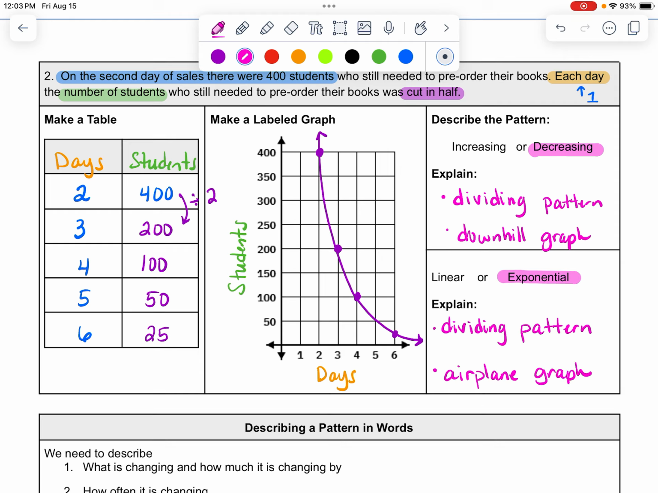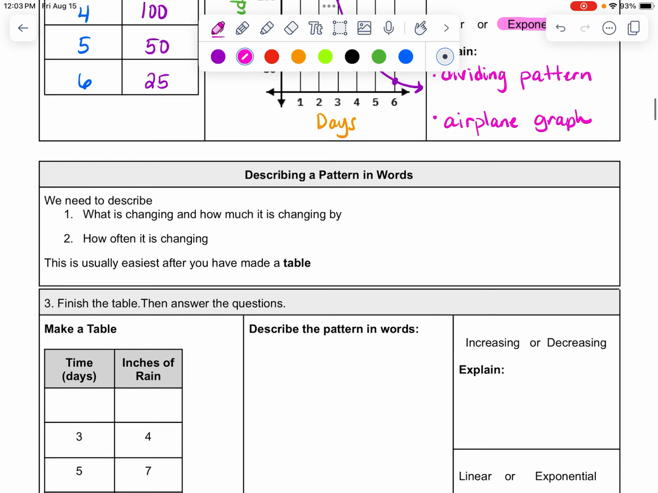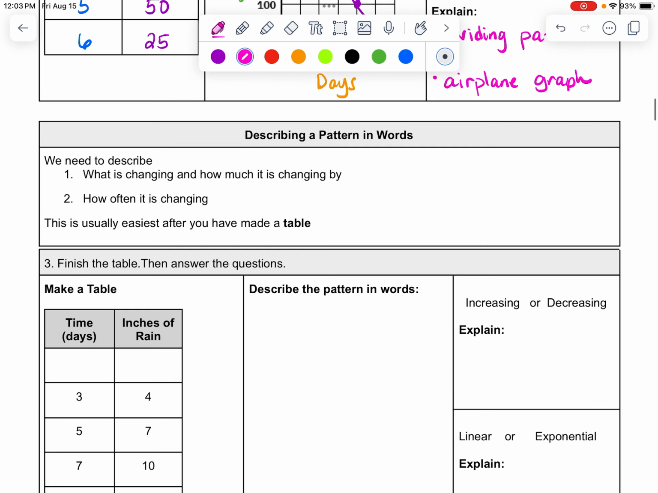Now, one last thing. Just like there are problems where I give you words and you have to figure out what the words mean, the second goal for today is going to be to describe a pattern in words. So you're going to look at a pattern and tell us what's happening. Now, there are two things you need to talk about. The first thing is you need to tell us what is changing and how much it is changing by.